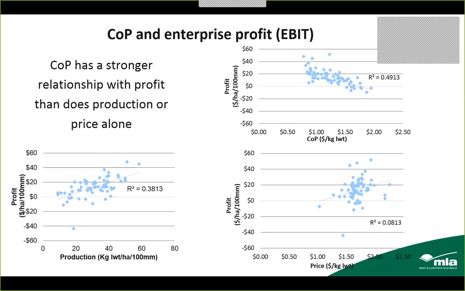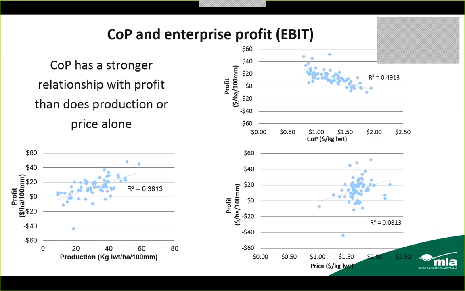So if you take, I'm looking there at about between 30 and 40, I'm looking at a range of over $40 per hectare per 100 mils in profit, meaning you can be a 35 kilo producer, you can produce 35 kilos of beef per hectare and still generate a loss, or you can produce 35 kilos and produce a profit of $40 per hectare per 100 mils.